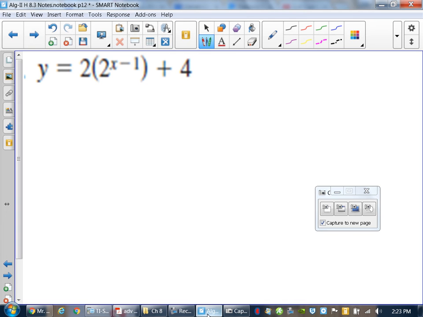Which means that I have a parent function at 2 to the x. We okay with that? That means I have an a value of 2, a b value of 2, and I just go from there. Just like always, for growth or decay.